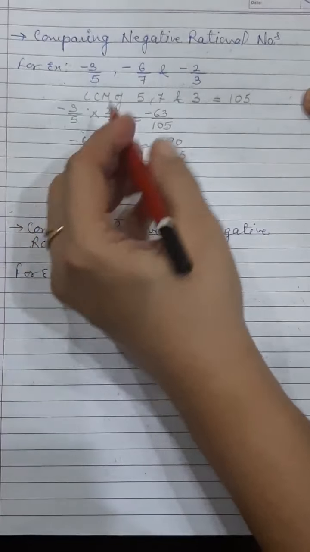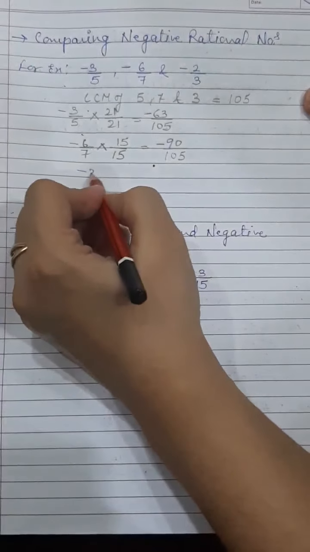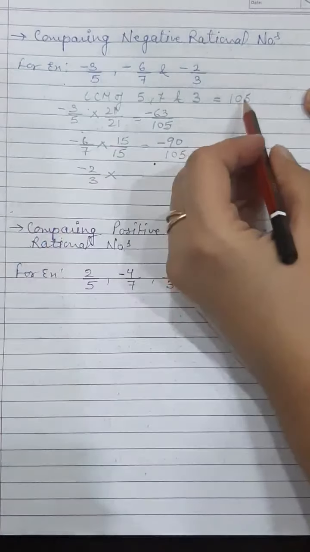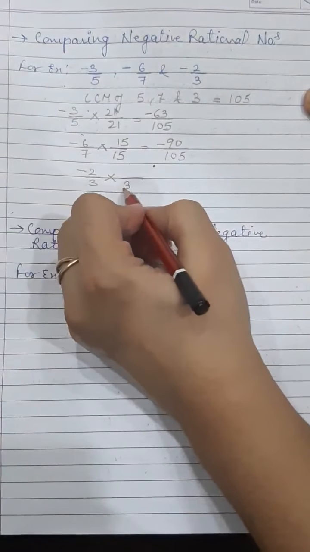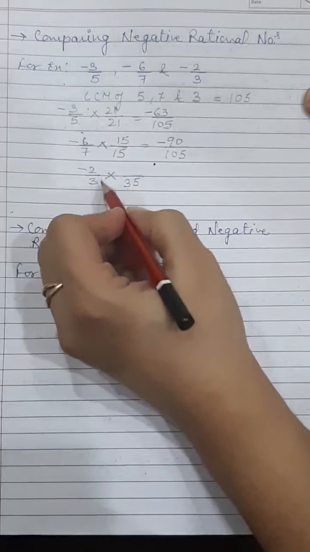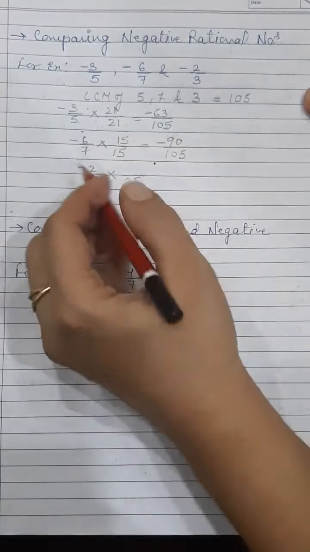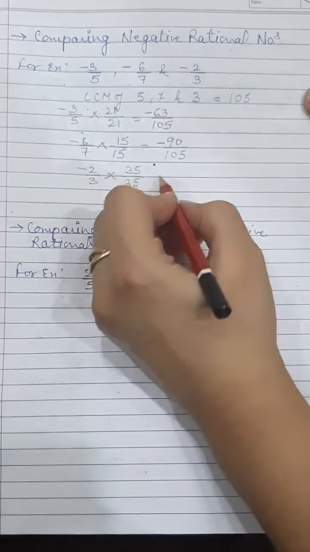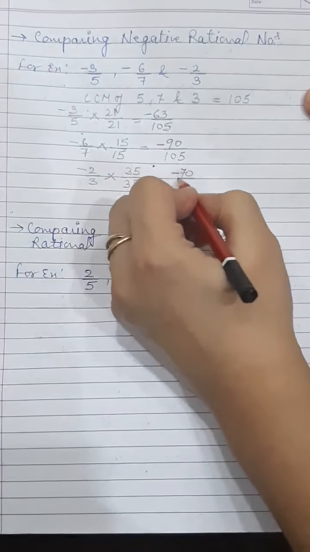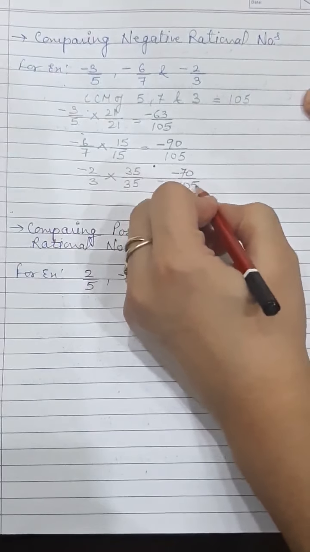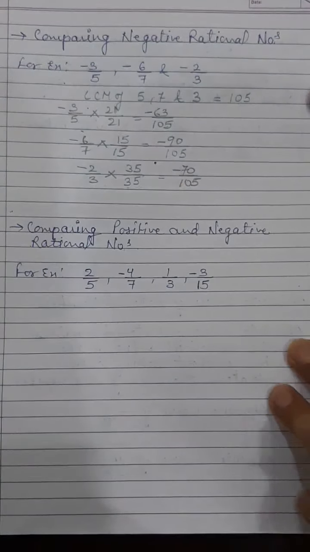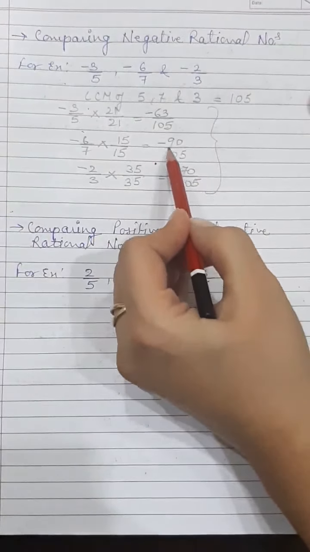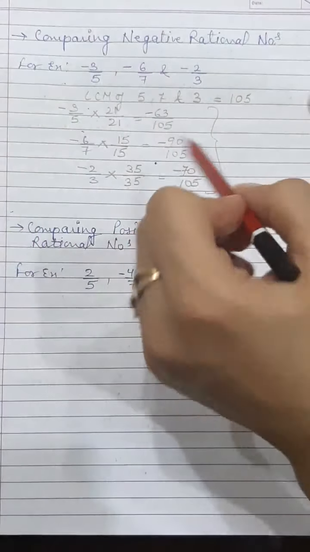Now next, minus 2 by 3, into which number you have to multiply to convert into 105? That is 35. 35 into 3 is 105, right? So 35 you have to multiply it with the numerator also. So when you will multiply, minus 70 by 105 will come. Right?